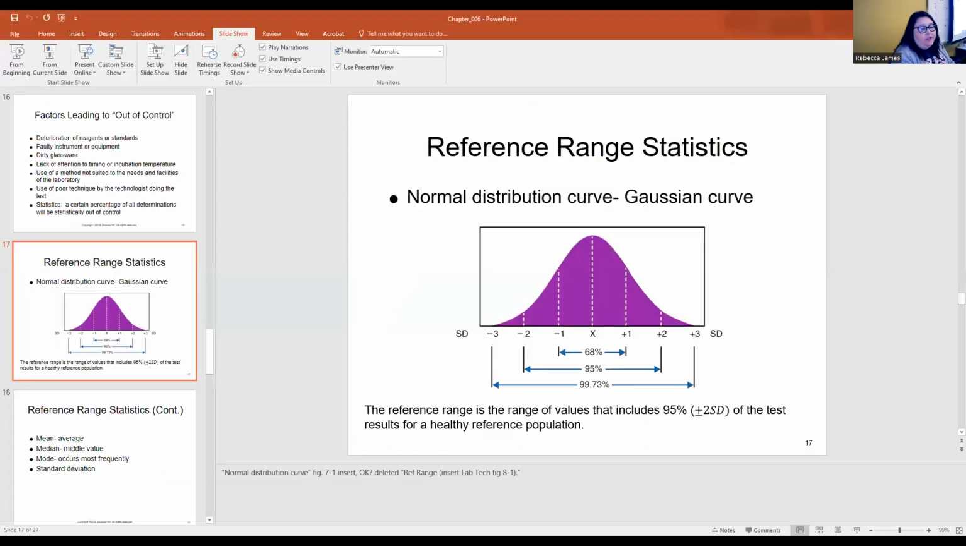So going back to right here. For lipase, it says the range is 27 to 35. So that would be your plus or minus 2 SD. Your minus 2 SD would be 27, and your plus 2 SD would be 35. Does that make sense?